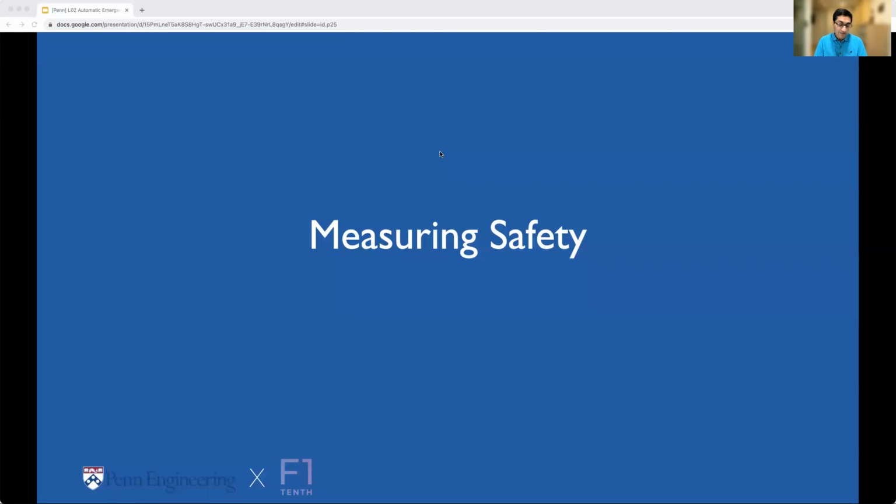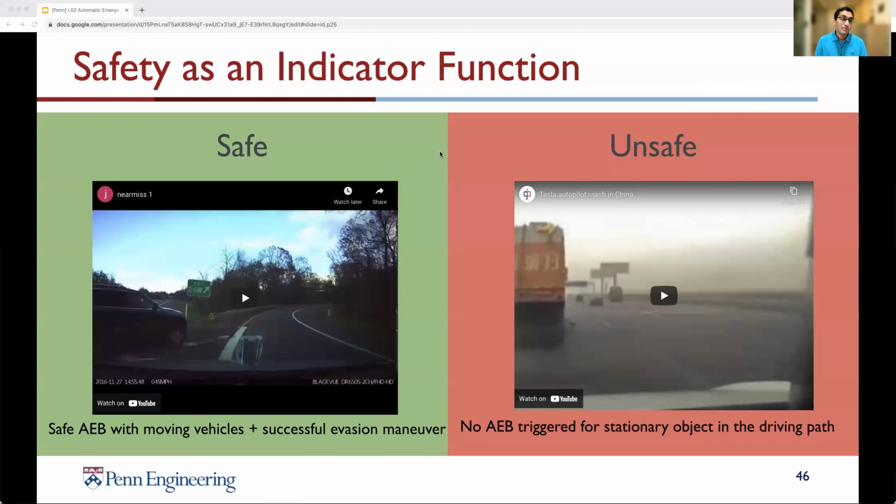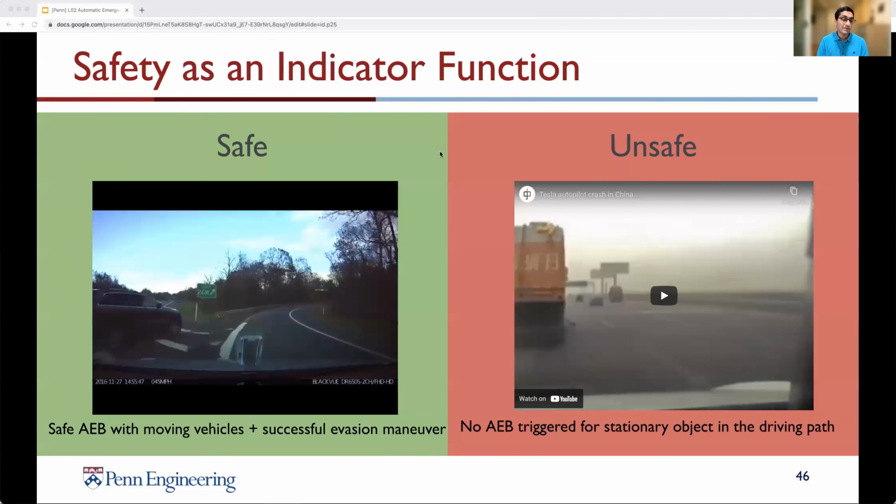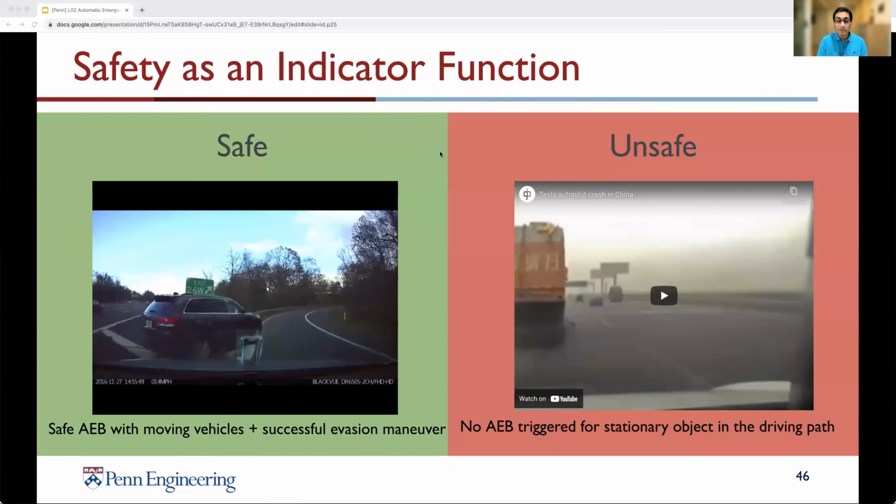So as we're getting to implement AEB now, we first need to come up with a good measure for safety. We want to use safety as an indicator function, but we want to understand what the extremes of safety are. You can see in this video, safe AEB with moving obstacles.